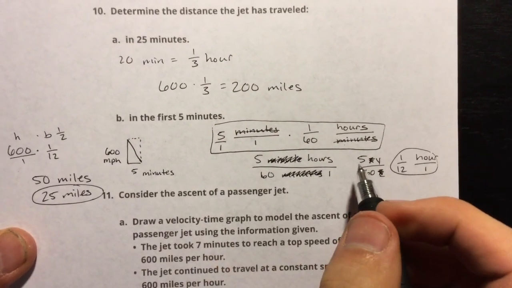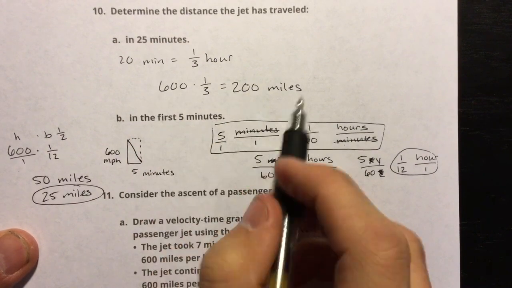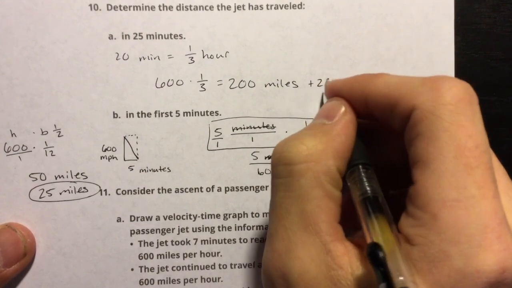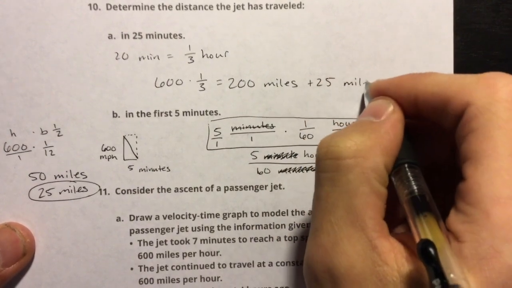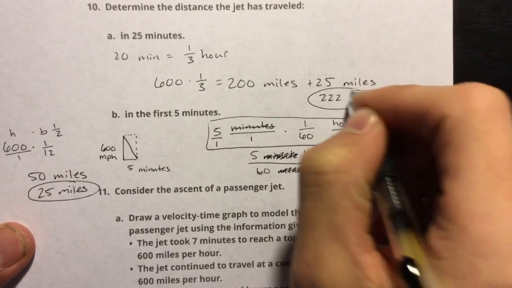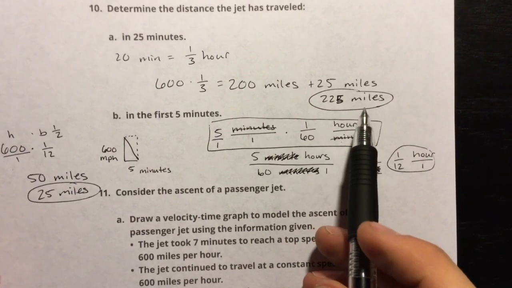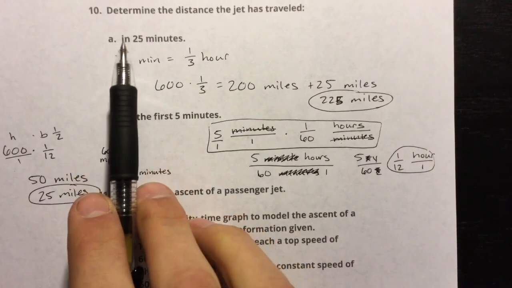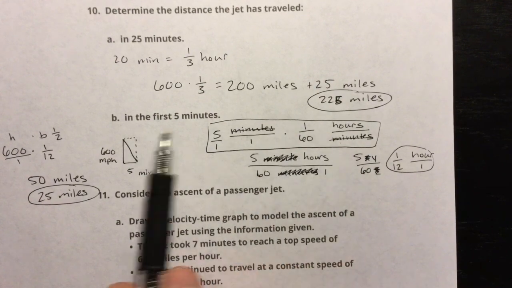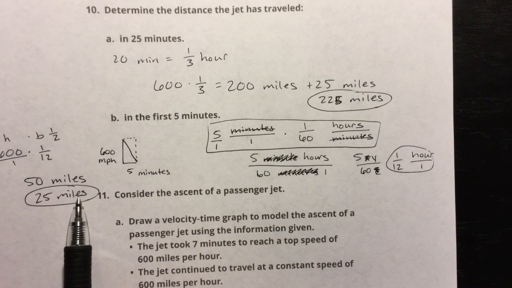Okay, and that is our rectangle. So in 25 minutes, that's the entire shape. If this is just the rectangle part, we need to add the 25 miles from down here, plus the 25 from below. That means we get 225 miles, okay? And that is not a 5, that is a 5. Perfect. So 225 miles. For part A, how far did we travel in 25 minutes? 225 miles is our final answer. And in the first 5 minutes, it would just be 25 miles.